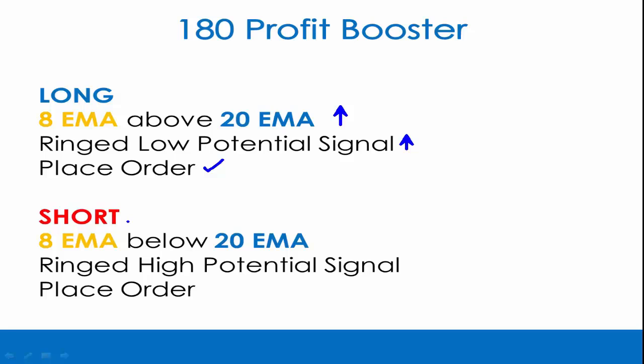Now, looking at short trades, 8 moving average below the 20 moving average, that means we're now moving in a downward trend. And in a downward trend, if we get a ringed high potential signal, that's a sell signal, and we can then place the order by hitting the sell button on smart charts. Place the order. If it gets triggered, you get yourself triggered into the trade. If you don't get triggered, smart charts will auto cancel the order for you.